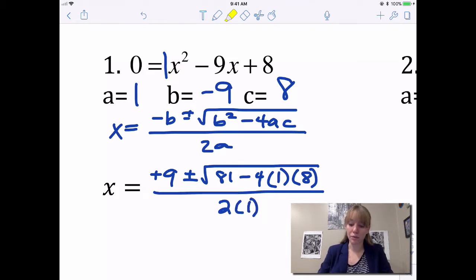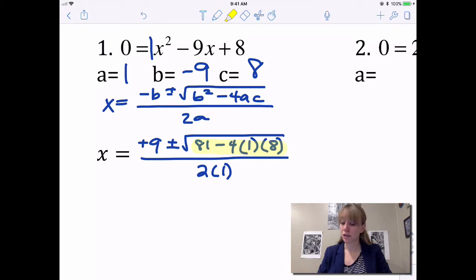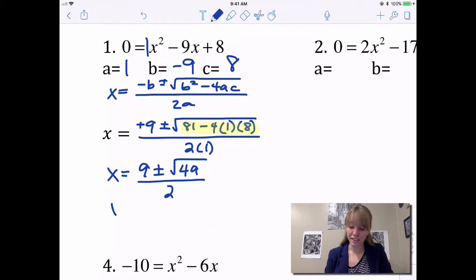Now here's the order that I'm going to plug stuff into my calculator. I'm going to put everything that is under that radical first. So I'm literally going to type into my calculator 81 minus 4 times 1 times 8, which is 49. So I get x equals 9 plus or minus the square root of 49 over 2. Now we actually know what the square root of 49 is, and if you don't, you can plug it into your calculator. But we know that it's 7, so I get x equals 9 plus or minus 7 all over 2.